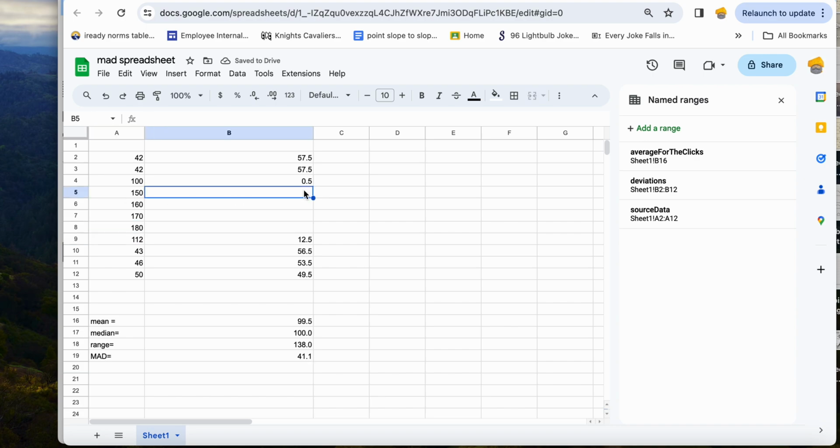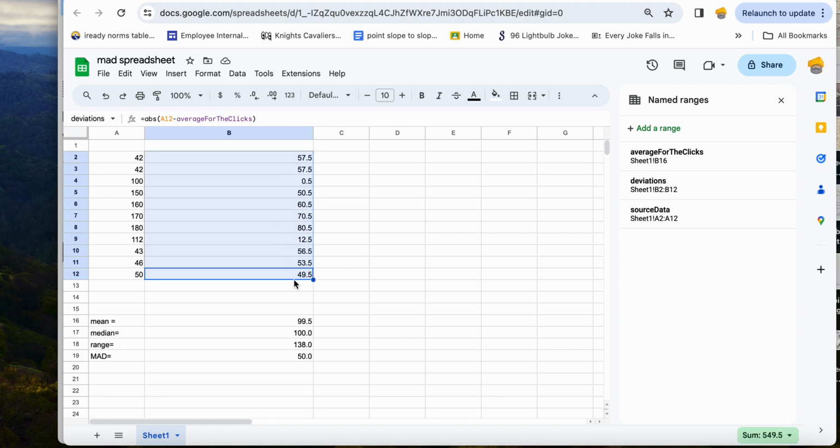And so now our mean has gone up to 99.5. But we're going to just take that formula down, and pull it down there. Okay, so we have a mean. The average deviation is 50. So as you look at that, it seems to make sense. Our mean's 99.5. Median's 100.